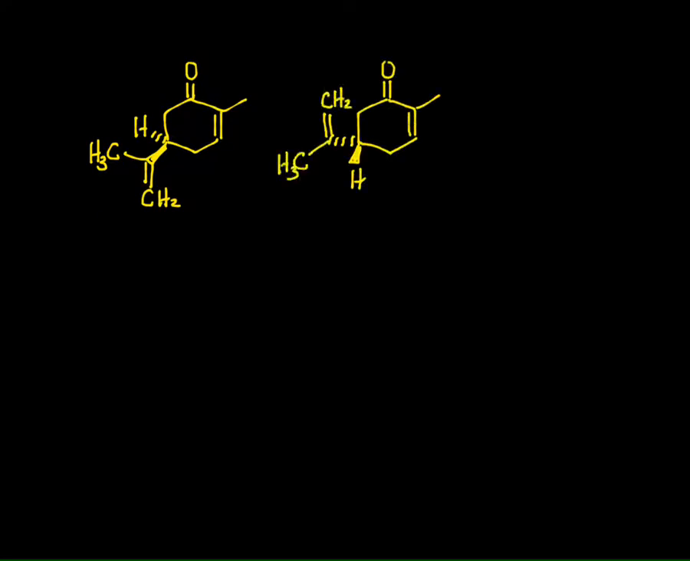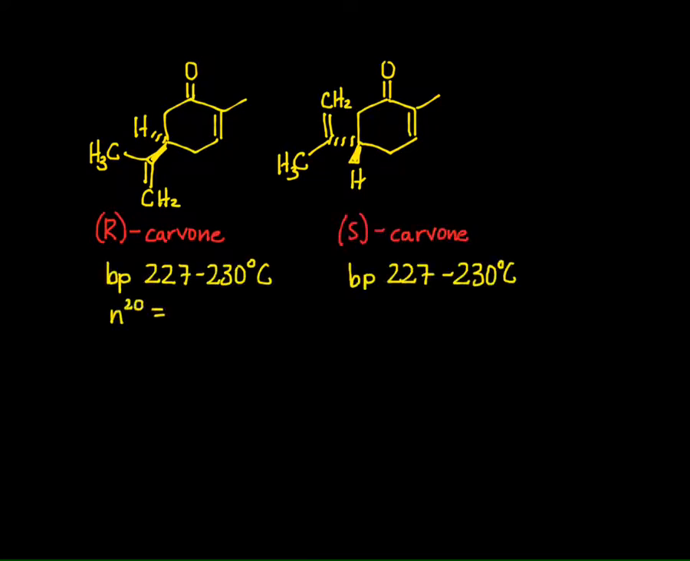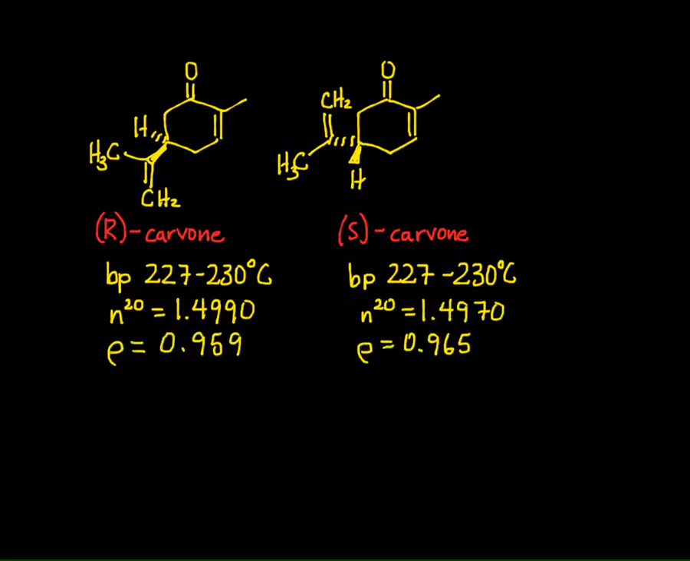So if we go back to drawing our structures of the two enantiomers of carvone, R carvone and S carvone, and we think about the physical properties, we see, okay, we can't distinguish the two of them by any of the normal physical properties, boiling point, density, refractive indices, but now we can distinguish them by the optical rotation, called the specific rotation. And we find that R carvone rotates plane polarized light to the left.